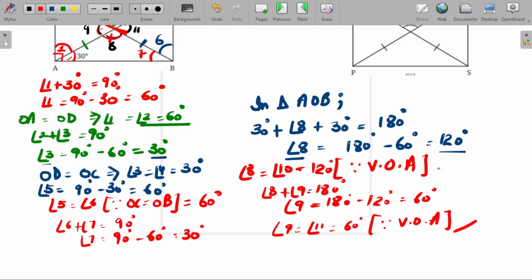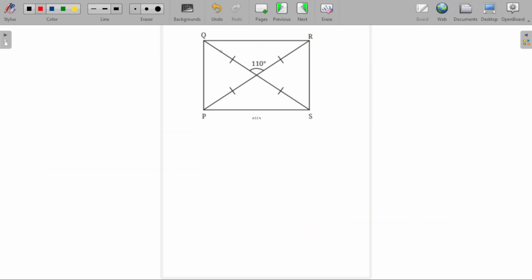Let's prove. Okay, solve the second part of this question now. We are given PQRS, a rectangle, and again you have equal diagonals which are bisecting each other. 110 is given to you, then clearly this is angle number 1. How can we find angle number 1? See, angle number 1 and 110 are a linear pair. So angle number 1 will be 70 degrees, that is 180 minus 110, which is 70.